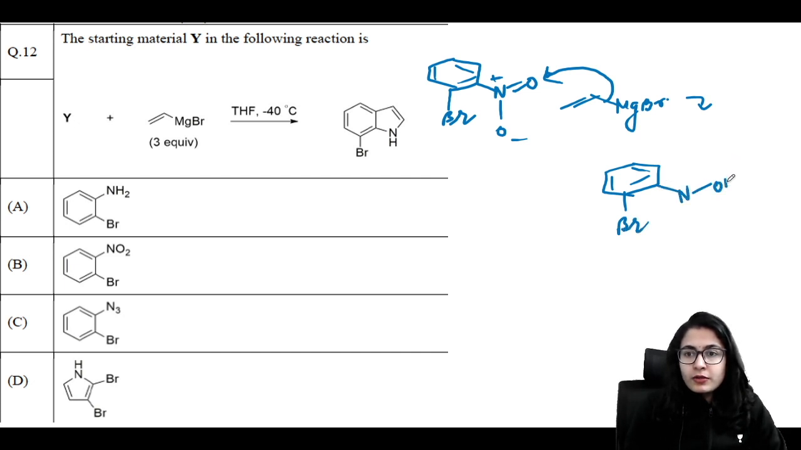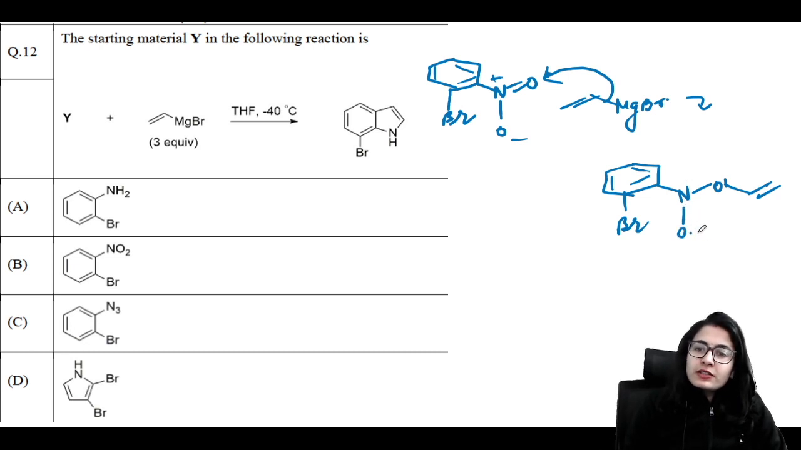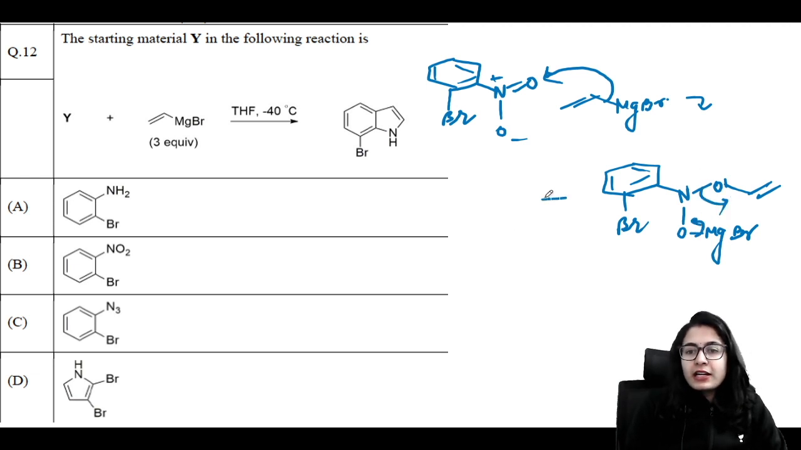This is O, and oxygen is connected with this vinylic group. And now this oxygen was already O minus, no charge on nitrogen. So this is OMgBr now. Now what happens is the bond is going to fall like this, and this opens up such that you are getting the nitroso now, from nitro to nitroso conversion. That is why 1 mole of Grignard is used up for this.